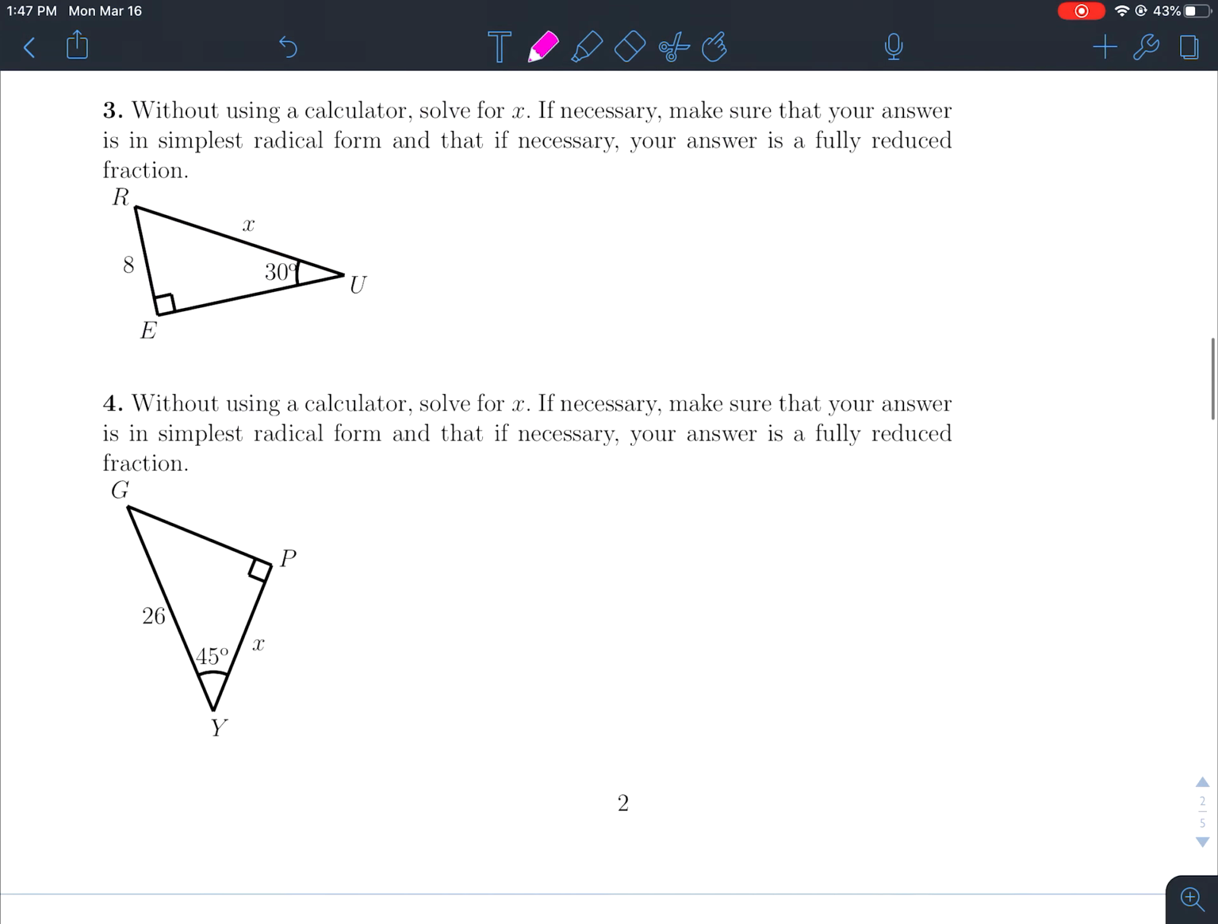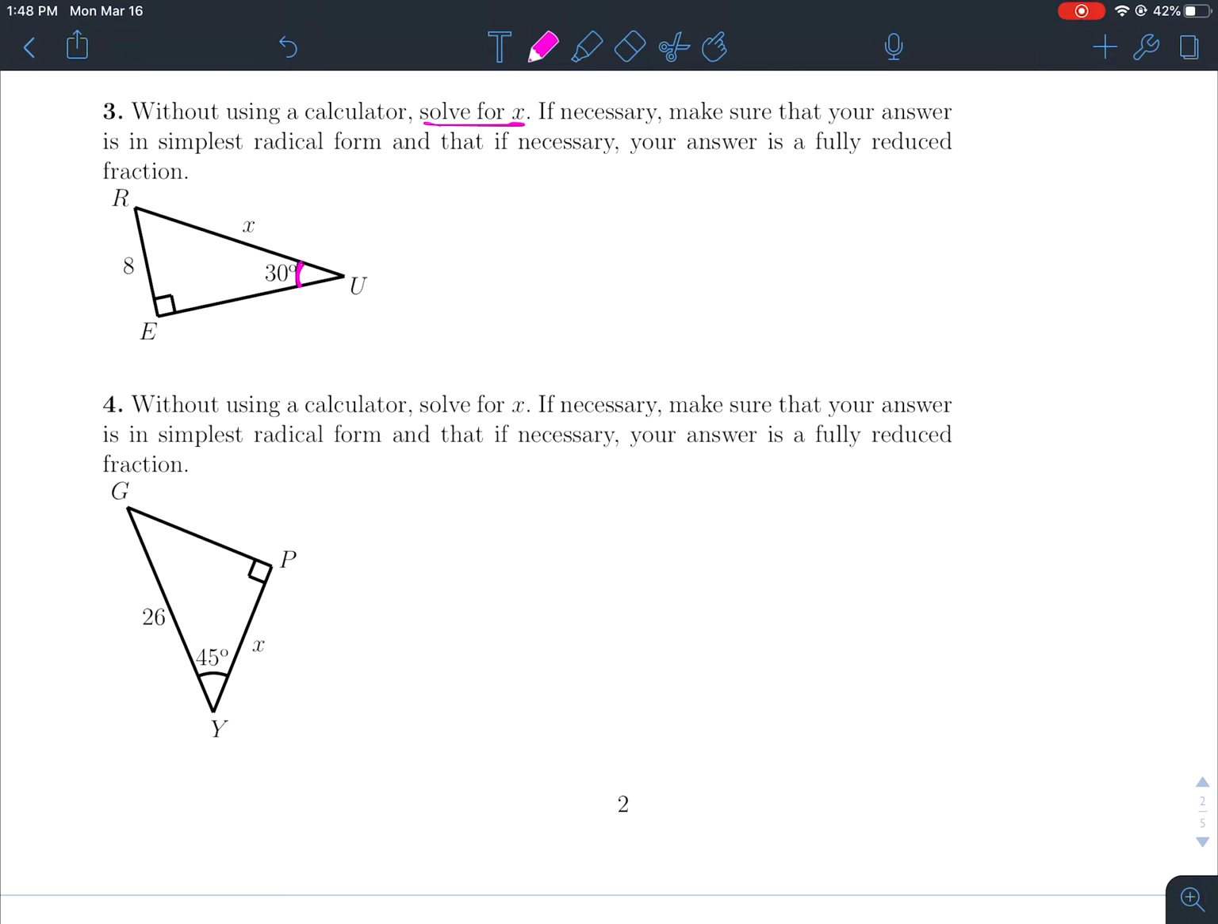Remember, there's no calculator allowed here. All right, so without using a calculator, solve for x. If necessary, make sure that your answer is in simplest radical form, and that, if necessary, your answer is a fully reduced fraction. Okay, so we want to set up our trig problem.